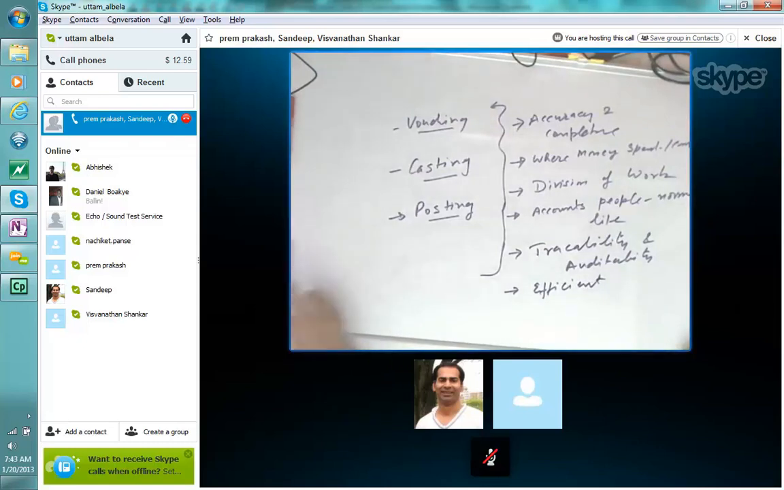Because in the manual system, especially in manual bookkeeping, a lot of manpower will be required, and therefore it is very important to make the system efficient. So although it may look like you have to move from vouching to casting and casting to posting, or from vouching to day book and from day book to ledger, overall the workload reduces.